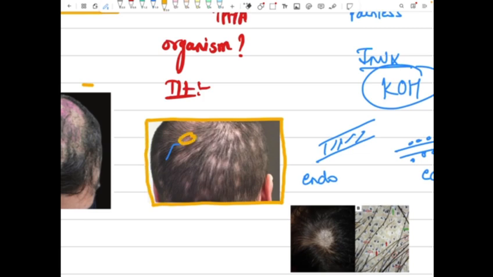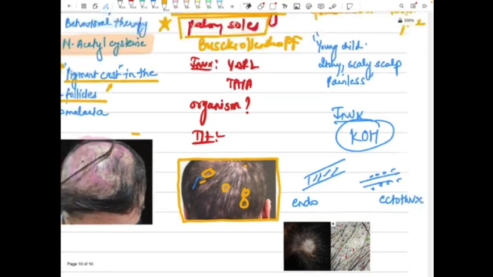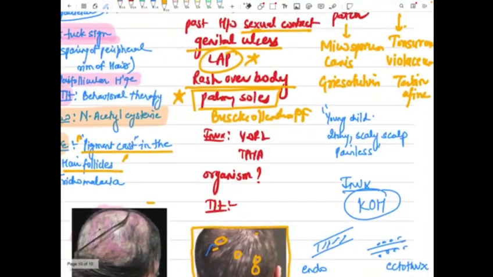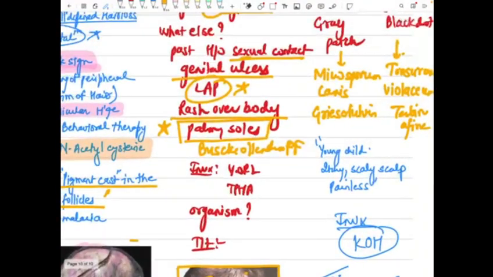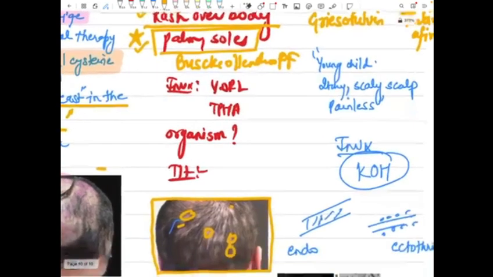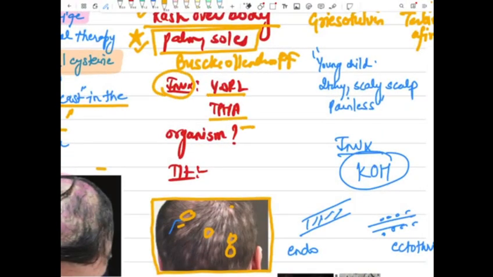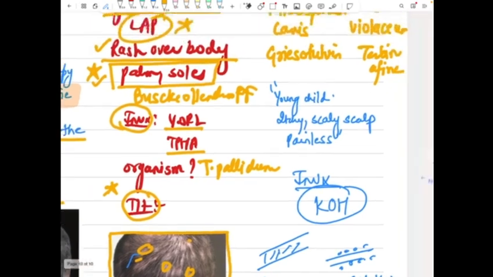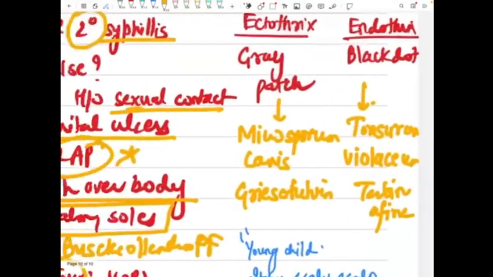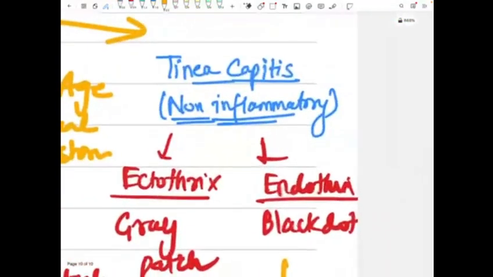There will be multiple patches of non-scarring alopecia along with certain hints. They will ask you what else do you look for? You should say you should look for palm and soles, rashes over the body. Okay, what investigation is to be done? VDRL and TPHA. What is the organism? Treponema pallidum, right? And what is the treatment? As per the stage of syphilis, you will treat it as secondary syphilis, right? Now, coming to the next entity, it is tinea capitis.